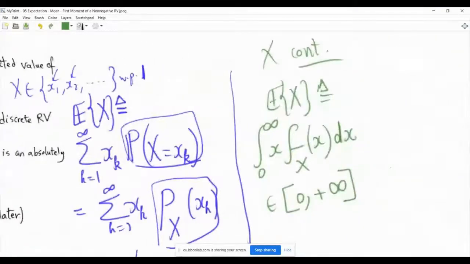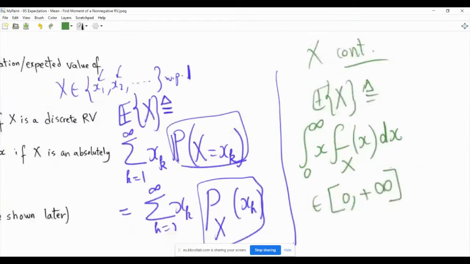Can this guy be 0? Yes, it can be 0, and after studying something called the Markov inequality, we will talk about this specific point. If you have a non-negative random variable, what does it mean? What does it mean that its first moment is exactly equal to 0?